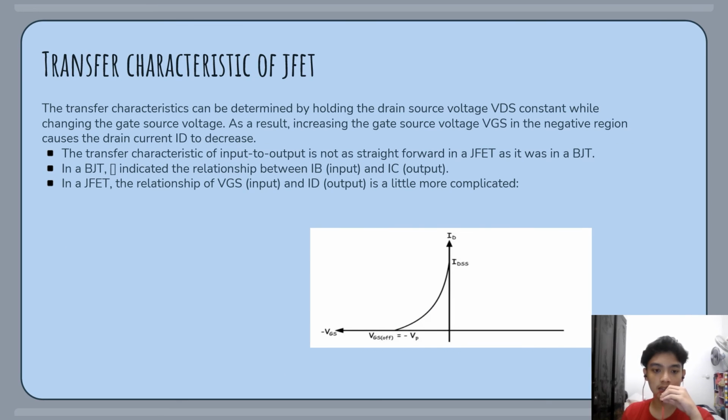The transfer characteristic of JFET. The transfer characteristic can be determined by holding the drain-source voltage VDS constant while changing the gate-source voltage. As a result, increasing the gate-source voltage VGS in the negative region causes the drain current ID to decrease. The transfer characteristic of input to output is not as straightforward in a JFET as it was in a BJT. In a BJT, it indicated the relationship between IB input and IC output. In a JFET, the relationship of VGS input and ID output is a little more complicated.